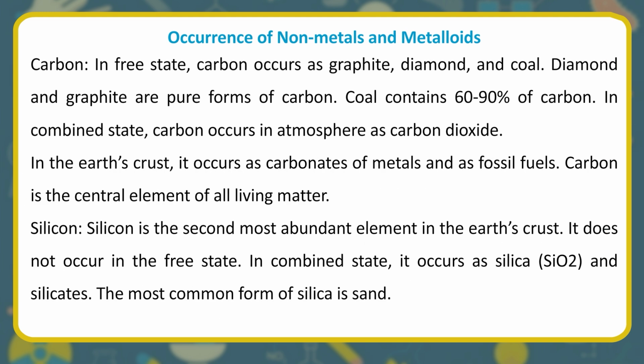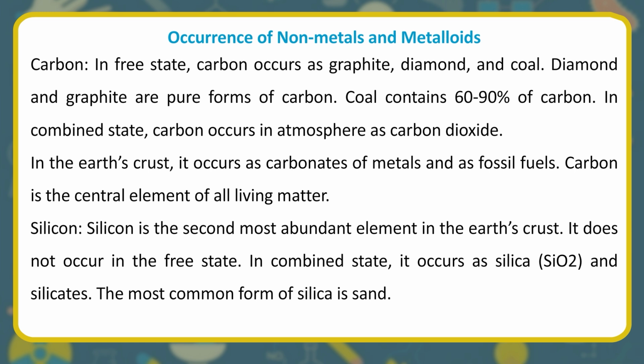Carbon. In free state, carbon occurs as graphite, diamond, and coal. Diamond and graphite are pure forms of carbon. Coal contains 60 to 90% of carbon. In combined state, carbon occurs in atmosphere as carbon dioxide. In the Earth's crust, it occurs as carbonates of metals and as fossil fuels. Carbon is the central element of all living matter.